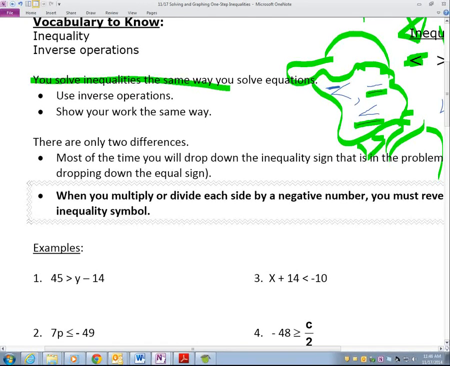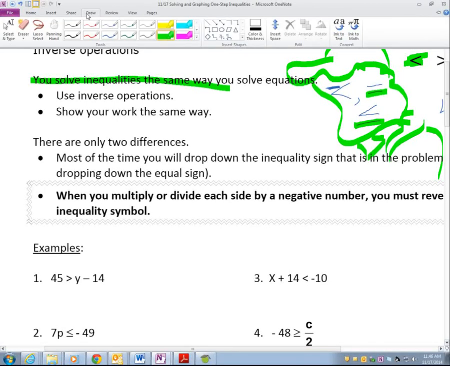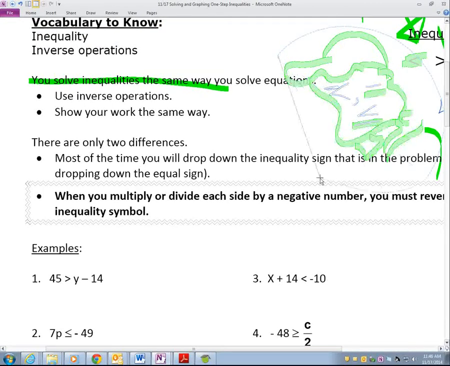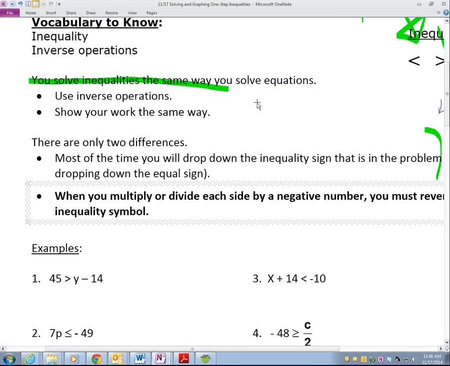Okay, you solve inequalities, so we're back here. You solve inequalities the same way you solve equations. It's the same way, because we were solving equations last week. Use inverse operations, like we just said. Show your work the same way. There are only two differences. Most of the time, you'll drop down the inequality sign that is in the problem. Here's the situation on the test that you guys were doing.